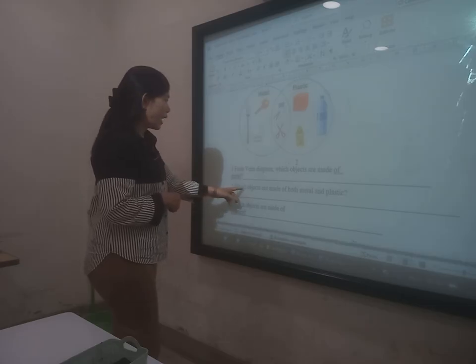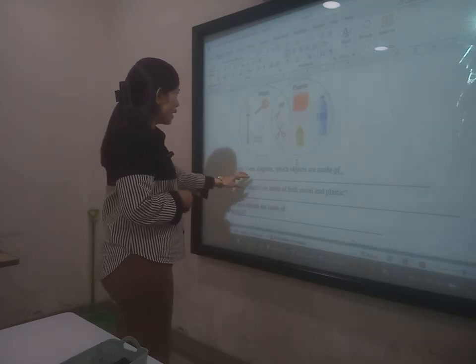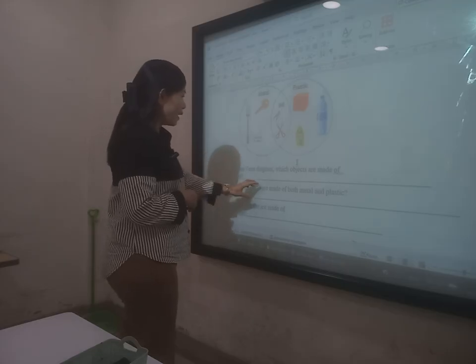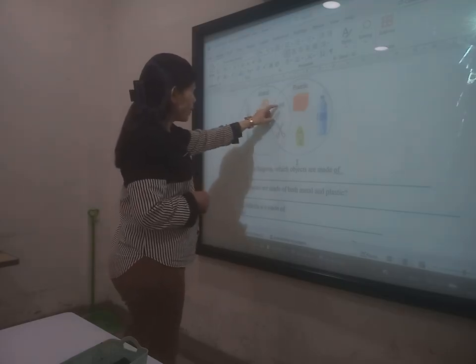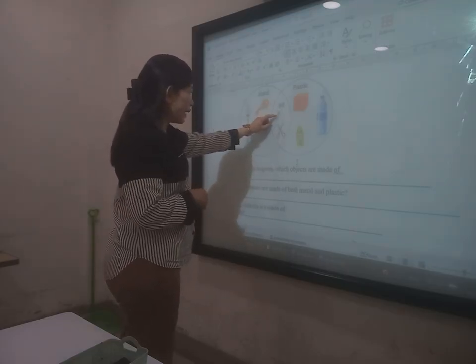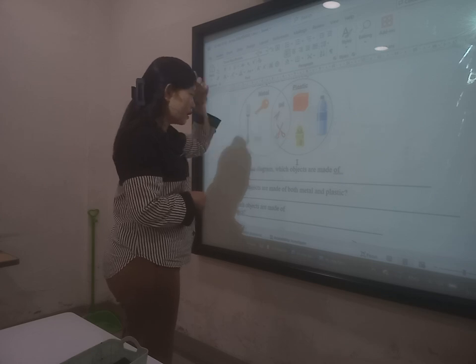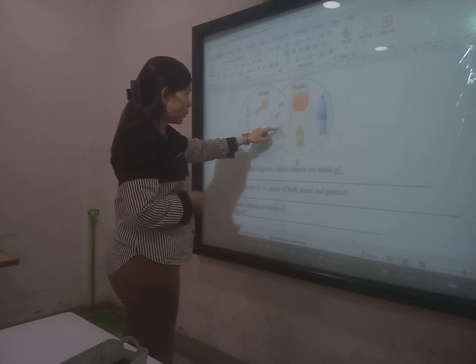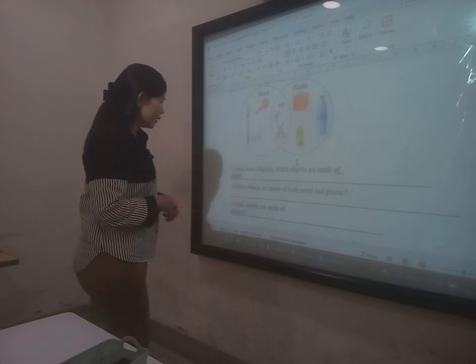Next. Which objects are made of both metal and plastic? You see here, both metal and plastic. This sharpener, clothespin, and scissors, because these are made of both plastic and metal.